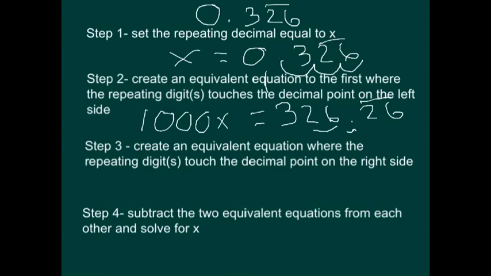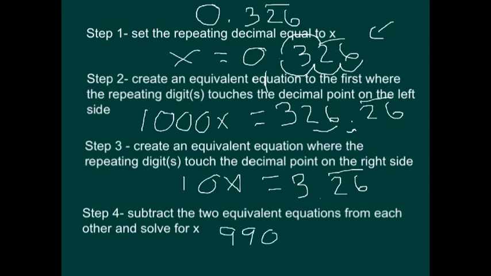Now I'm going to create a third equivalent equation. I'm going to go back to the first equation, and I'm going to say I want the repeating decimals to touch the decimal point on the right side. Therefore, it's going to be 3.26 repeating. In order to get from 0.326 to 3.26, I move the decimal point this time only one place, and therefore it was 10x.